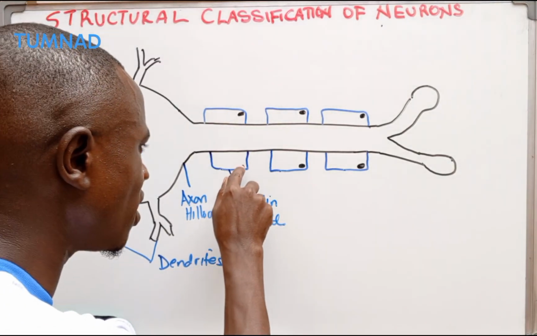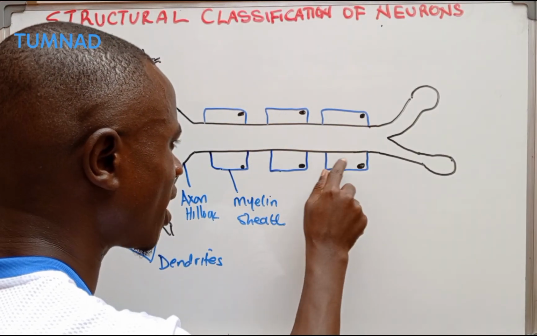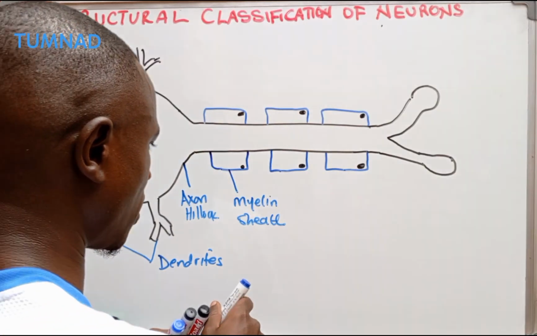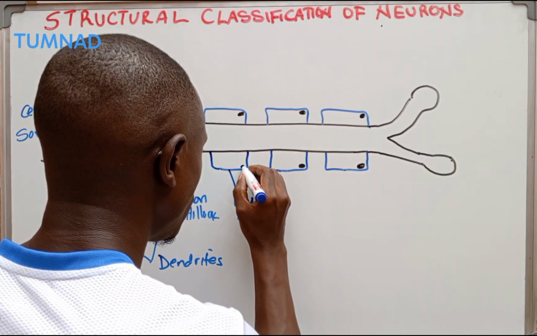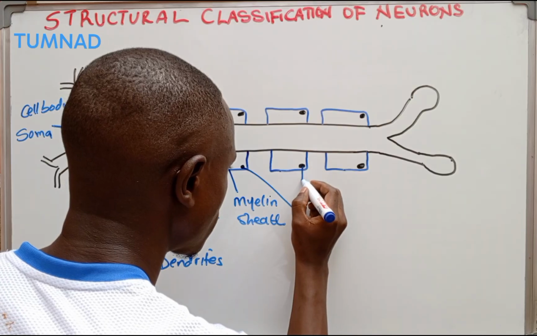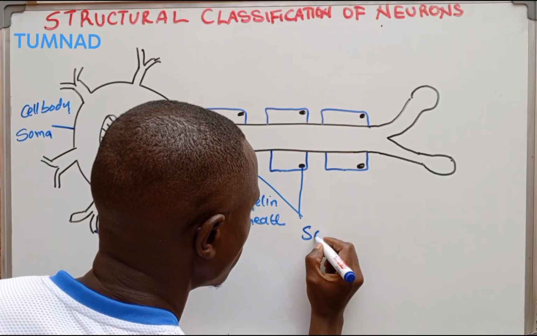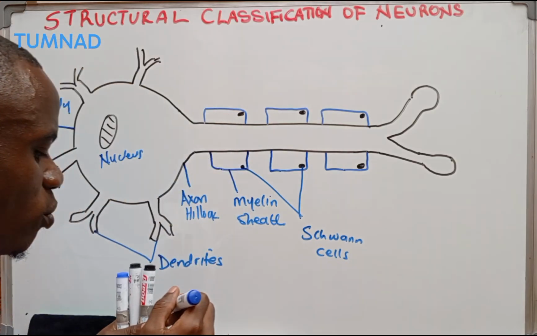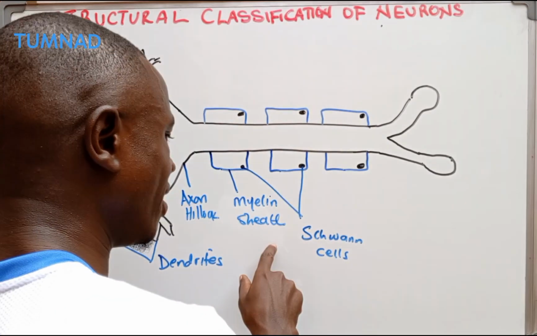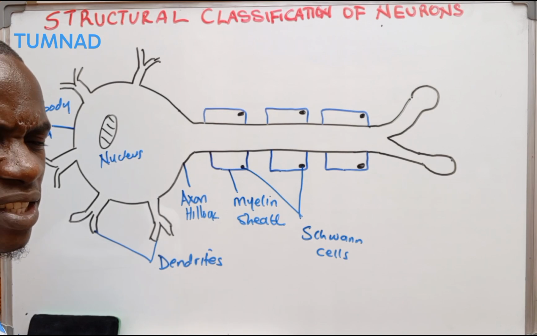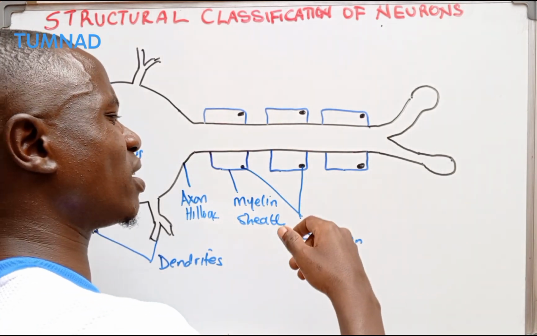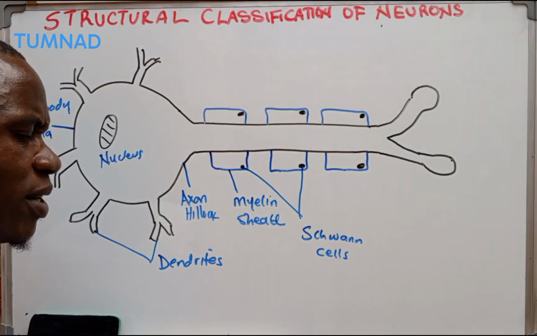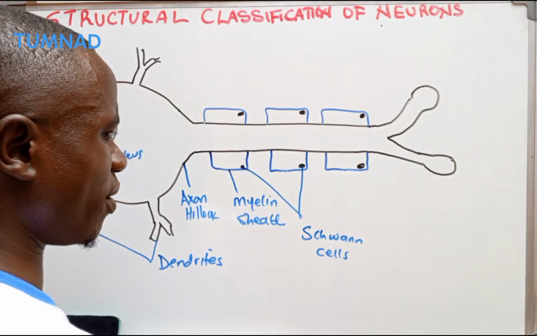Okay, so now you see these dark cells, they are going to be producing this fatty substance. How do we call these cells? These cells here, which you are seeing, are what we call Schwann cells. They are going to be producing this myelin sheath in the peripheral nervous system. Okay, if it was a neuron in the central nervous system, it will now be the oligodendrocyte.